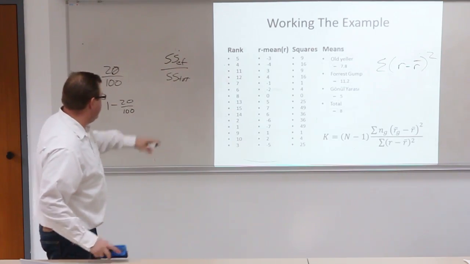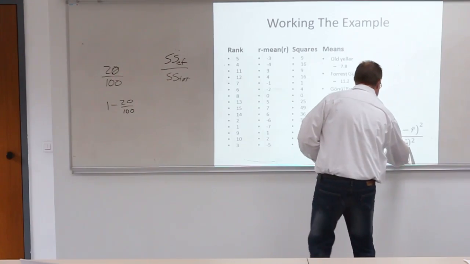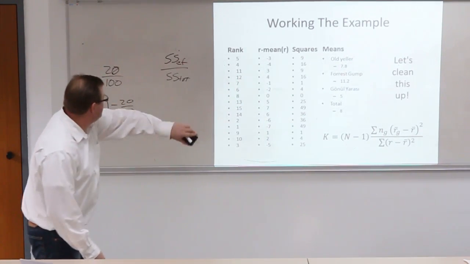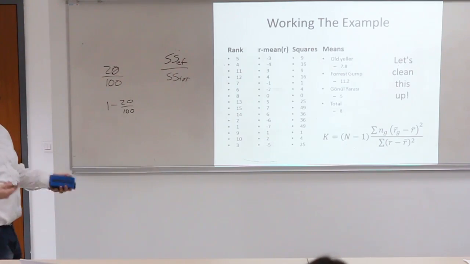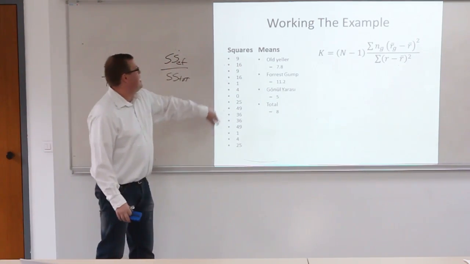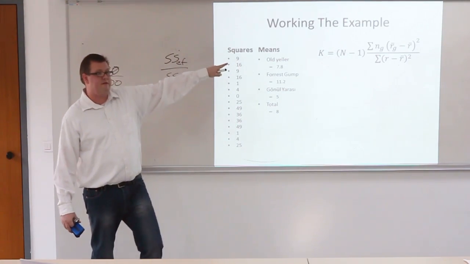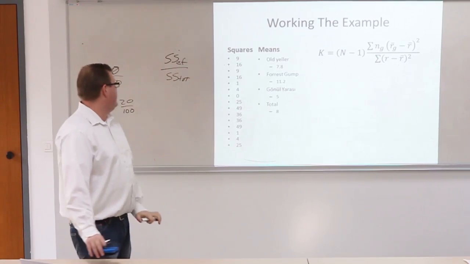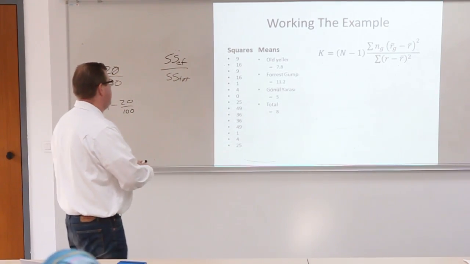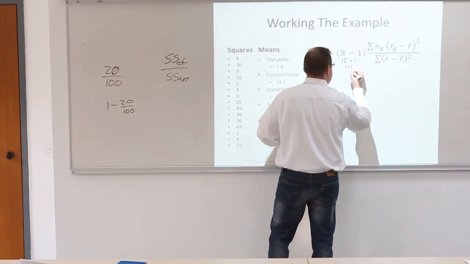Okay, so here's our formula. We have just calculated each individual one of those. Let's move things over and get what we don't need out of the way. So here we have the squares, and we have the means. And with this, we have enough information to solve for that. Okay, so k is equal to n minus 1. What's n minus 1? 15 minus 1, that's 14.